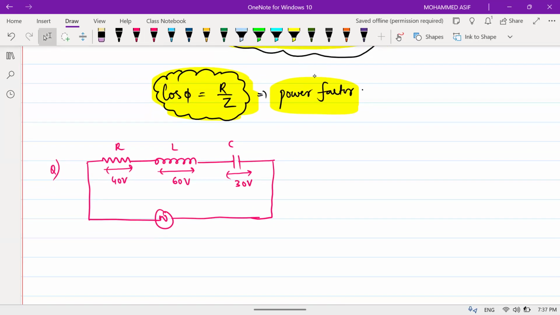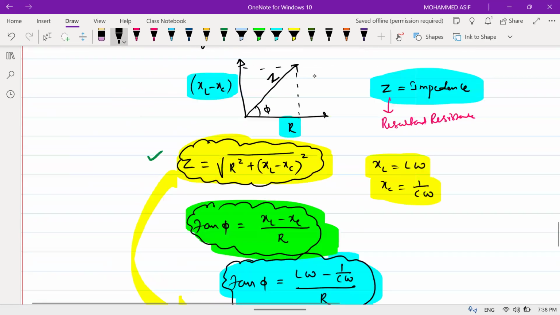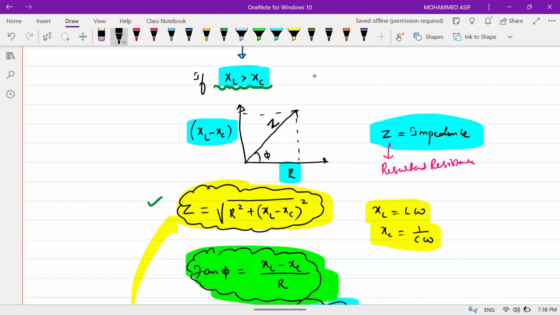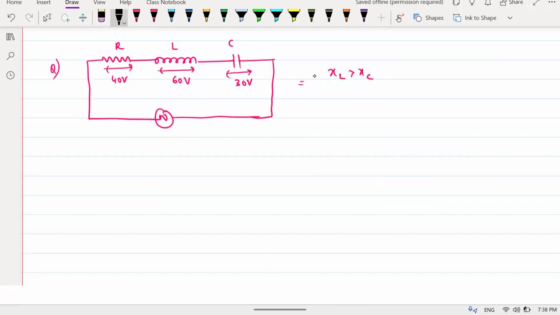Yes, sir. Now tell me the resultant EMF of this one. So how do you write it? Which is more here? XL is greater than XC, from the diagram you see: 60 volt, 30 volt. When XL is greater than XC, what I told you? When XL is greater than XC, this is the graph we write. So I need to calculate the resultant impedance. So I'll draw the impedance like this.